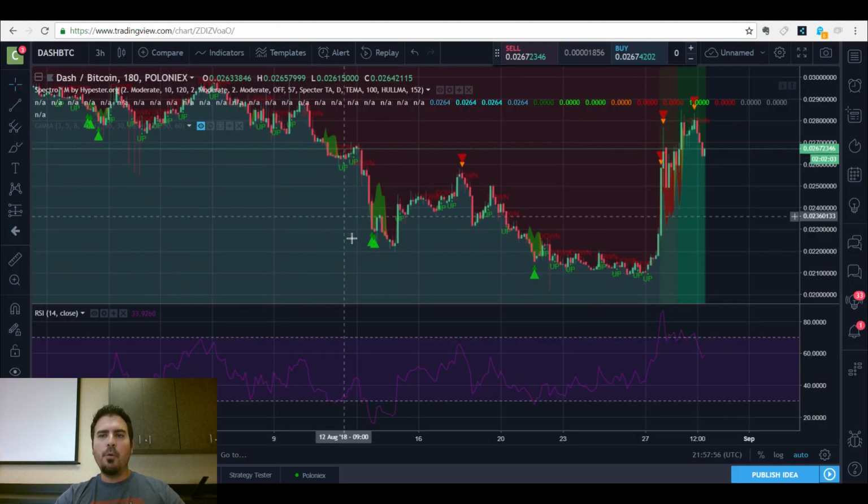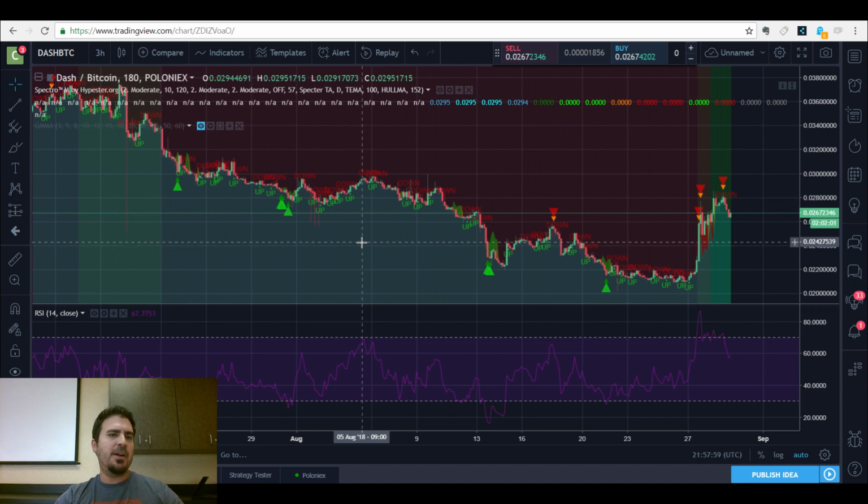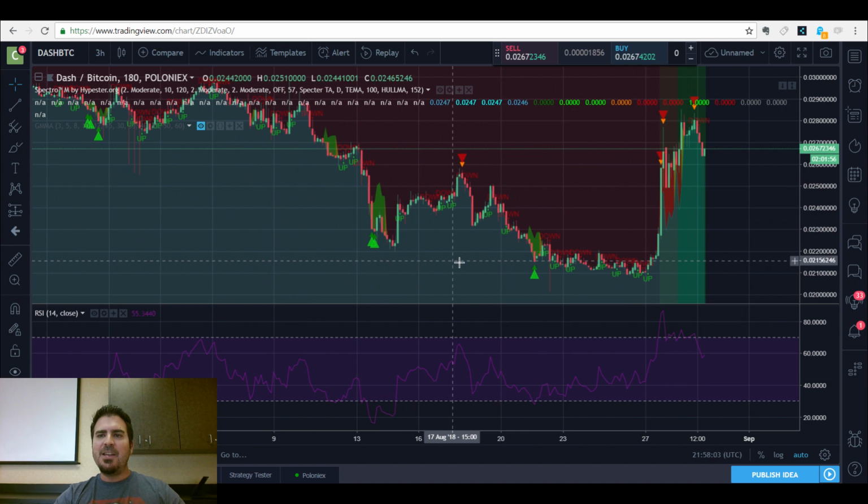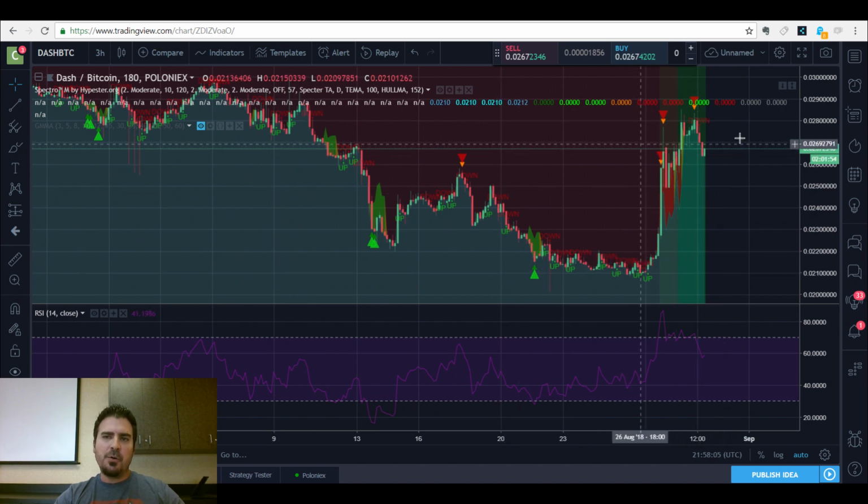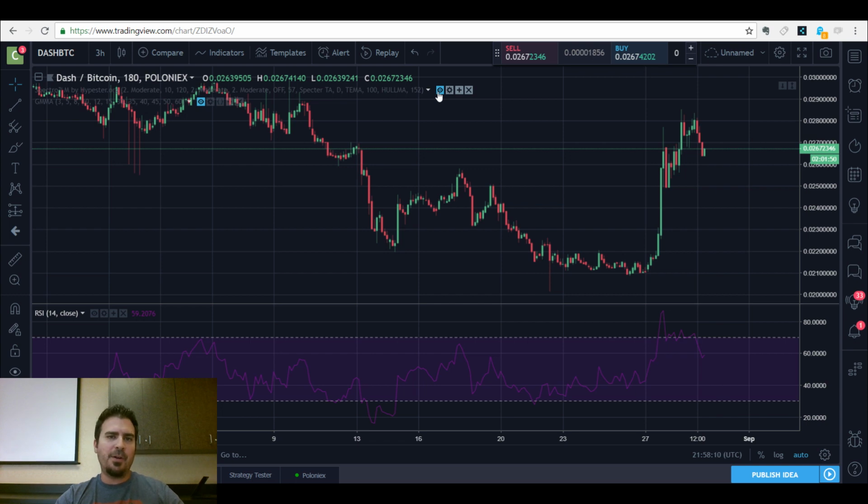Also, when we go over to TradingView, so now I'm looking in the TradingView dashboard, you can see a couple things here. I'm on the 3-hour time frame, and you can see that in Spectro, the Spectro indicator is turned on. Let me turn it off. So this is what it looks like without it turned on.